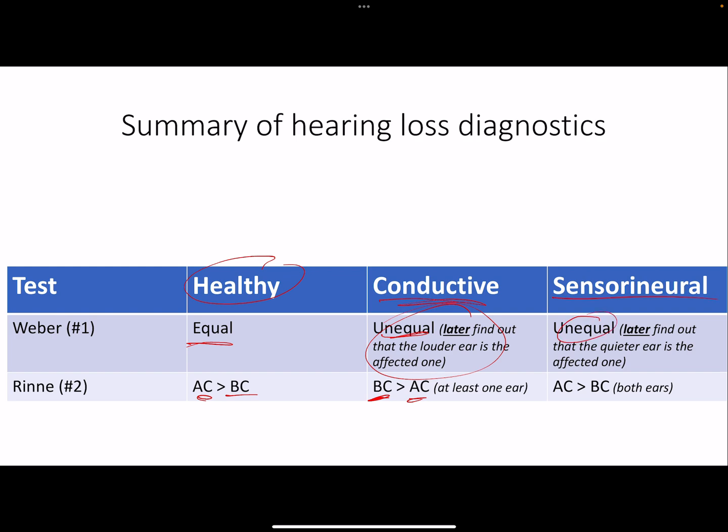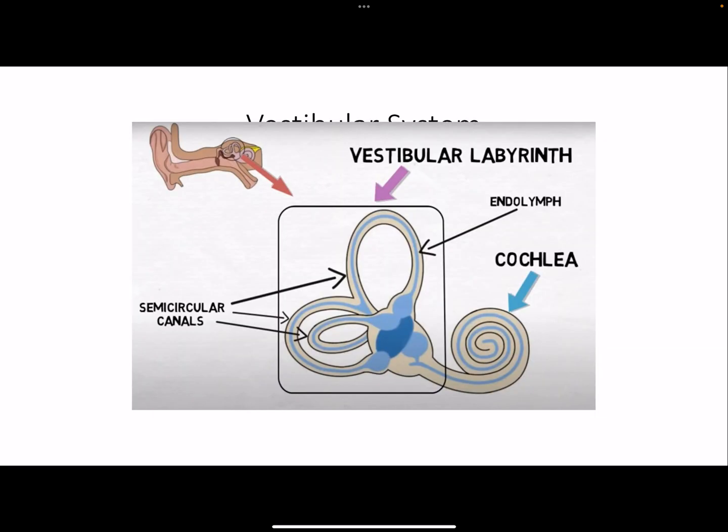Sensory neural, again, should be unequal, and we should have the air conduction greater than the bone conduction, because it's not the issue of getting in, it's the issue of being processed. So getting in is not an issue. So air conduction is still better than bone conduction. And later then we can figure out, okay, when we did the Weber test, it was the quieter ear that's the affected one.